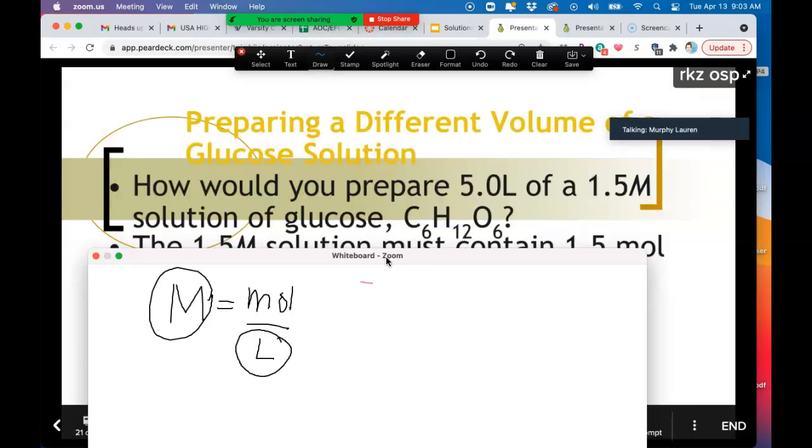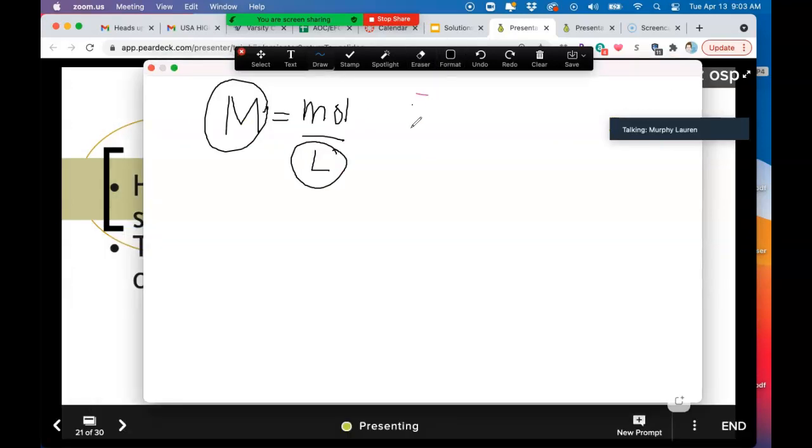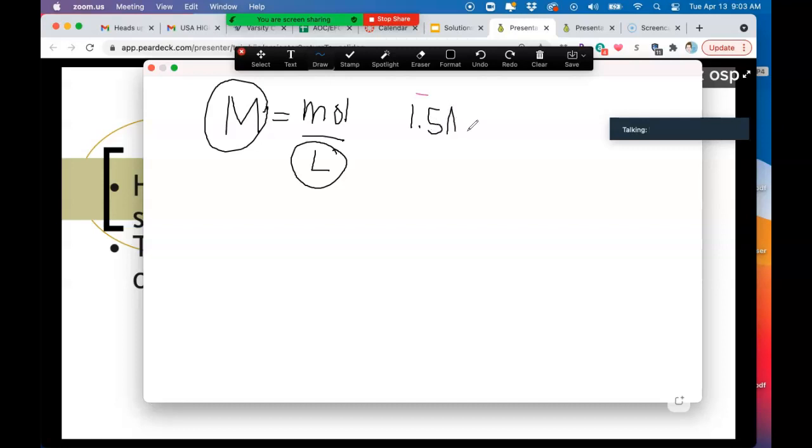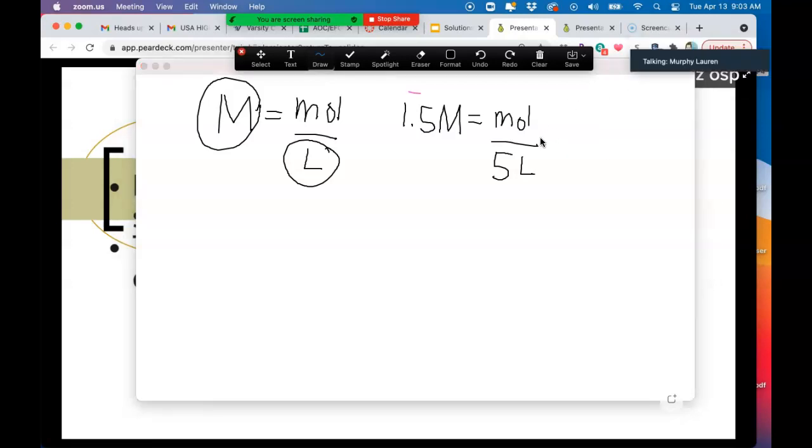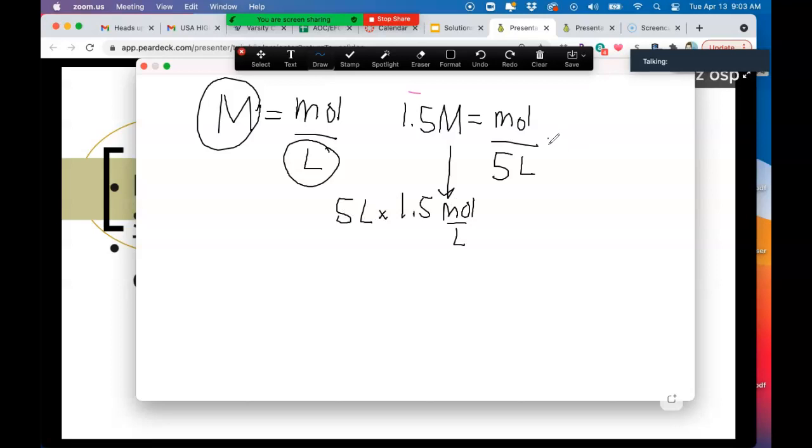So the molarity is 1.5 molar equals moles, that's like my X, right? What I don't know, over, and they want 5 liters. Molarity equals moles per liter. So now I can rearrange and solve for moles. So 1.5, and I'm going to rewrite big M as moles per liter just so you can see how the units work out. Right, you multiply both sides by 5 liters.